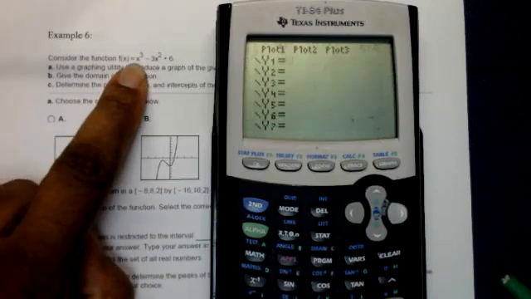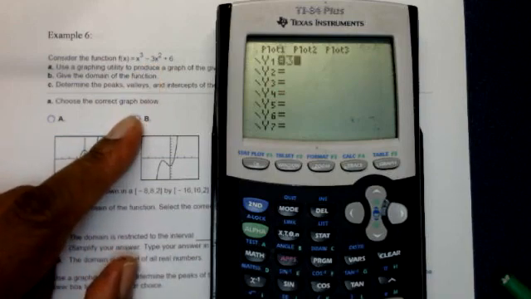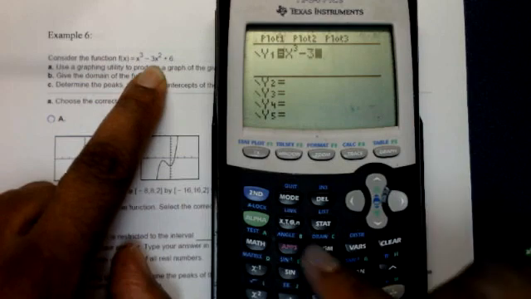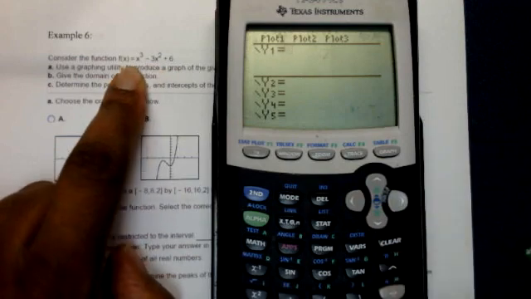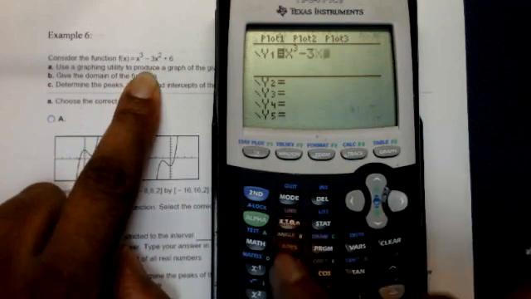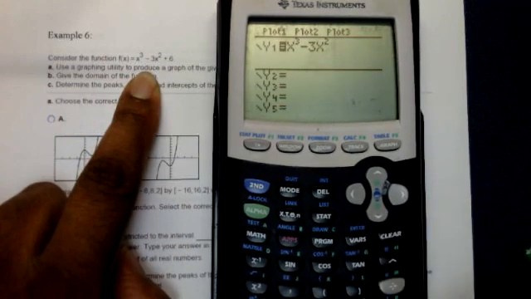So under y1, I'm going to enter that equation: x cubed minus 3x squared plus 6. I'll type in the x using the X,T,theta,n key. For the cube, I'm going to use the hat key and then type in the number 3 for that exponent. Use your right arrow key to get out of it, and then minus 3, X,T,theta,n for the x. I need to press x squared for that exponent, and then plus 6.